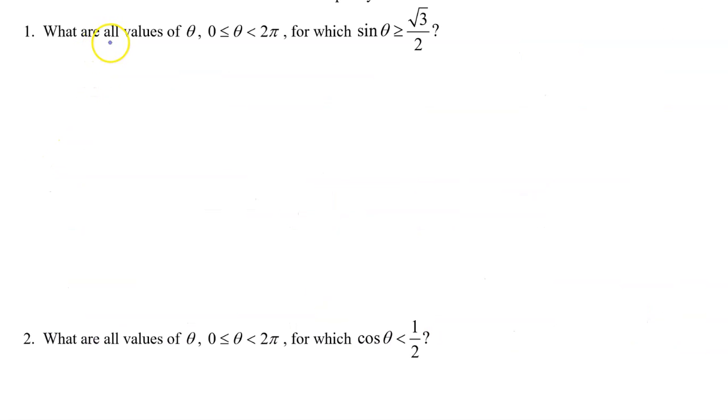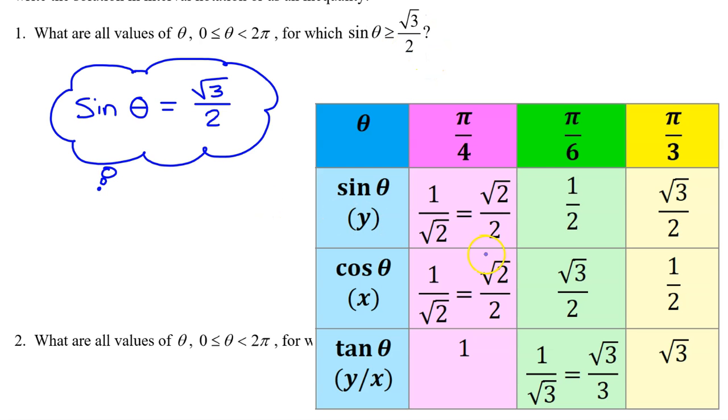Number 1. What are all values of theta on the interval from 0 to 2 pi for which sine theta is greater than or equal to radical 3 over 2? If you have not yet memorized these 9 trig facts, pause the video and memorize this chart right now.